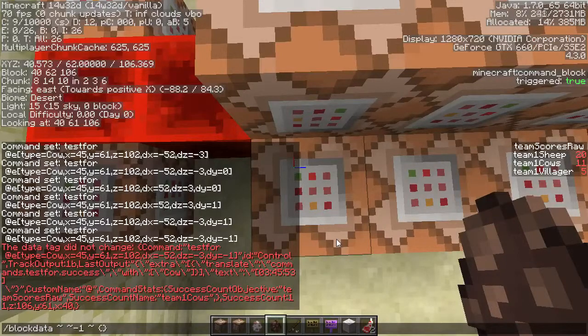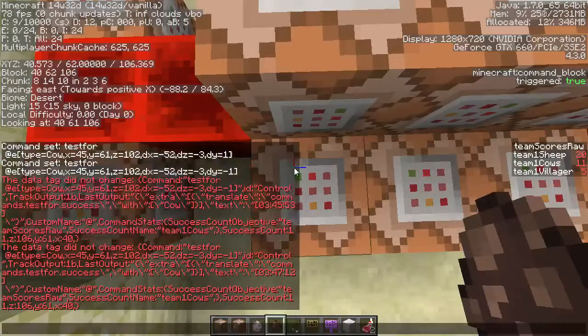Yeah, the success count on that is 11. Team 1 cows is set to 11, so the stats are working properly. Well, yeah, that's because I'm just using 2 curly brackets. It's not going to change anything. I'm not setting anything to anything.